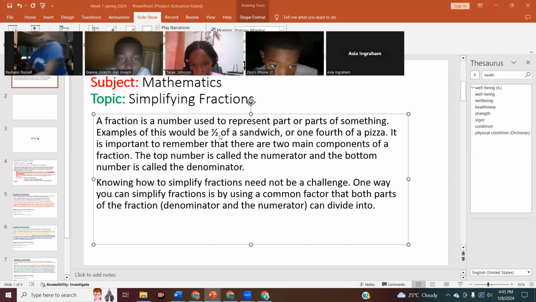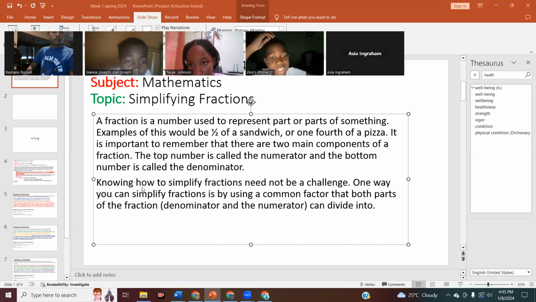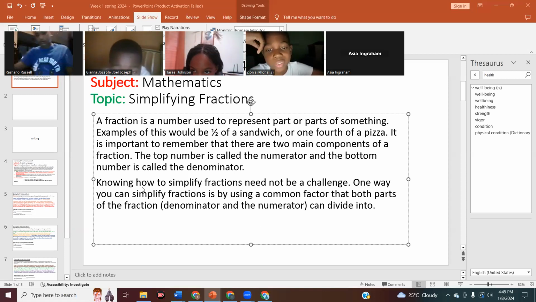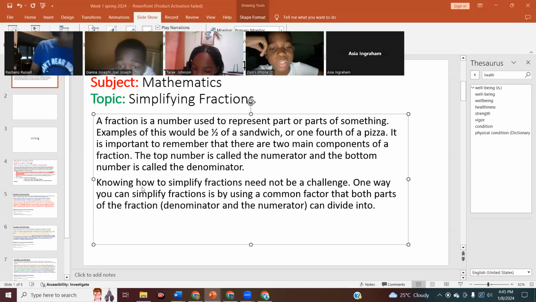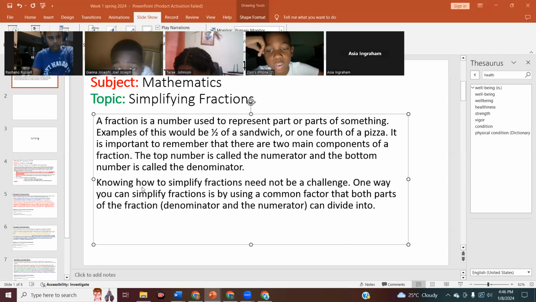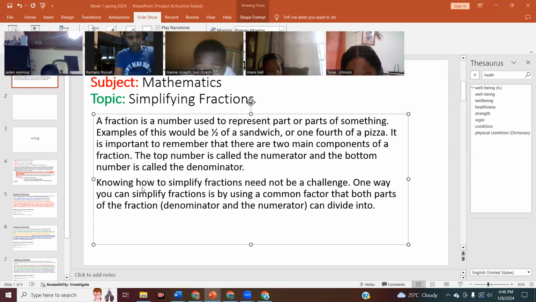All right, thank you. Zion, read this for me, please. Read the two paragraphs. A fraction is a number used to represent part or parts of something. Examples of this would be 1/2 of a sandwich or 1/4 of a pizza. It is important to remember that there are two main components of a fraction. The top number is called the numerator and the bottom number is called the denominator.